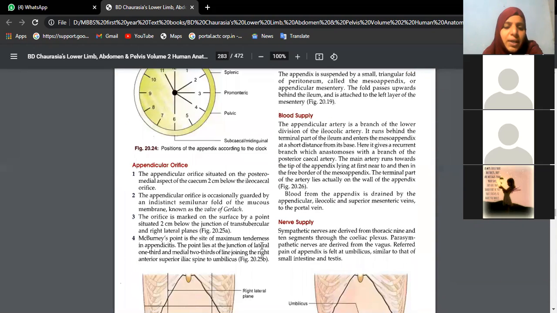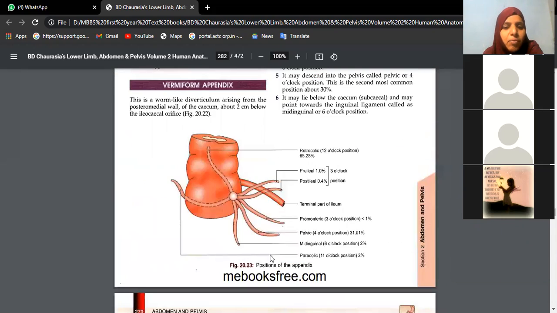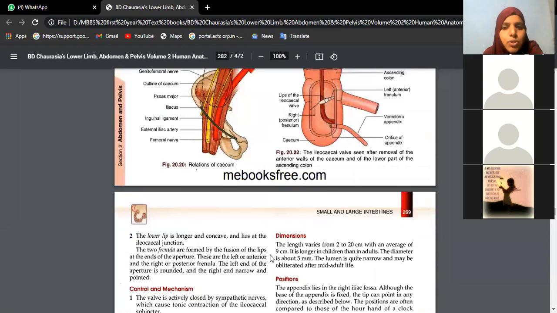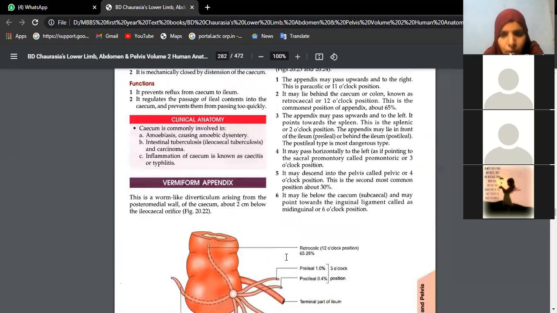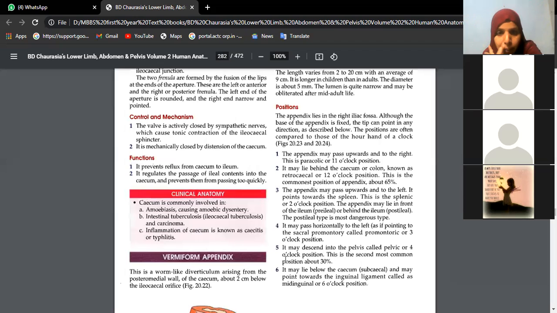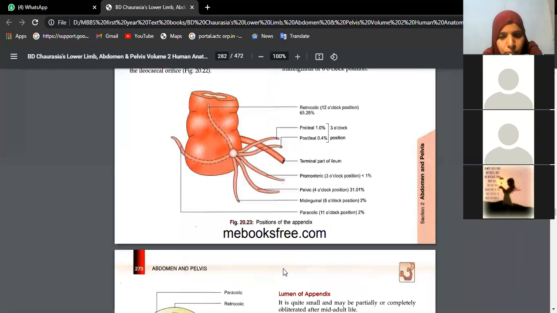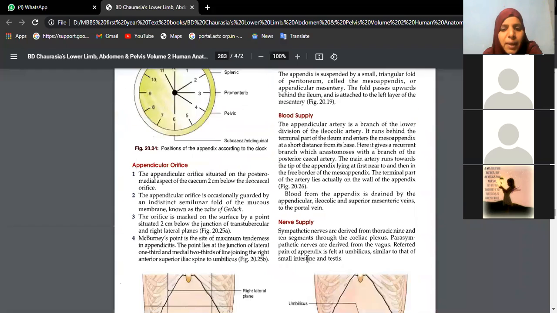Then peritoneal relation: the appendix is covered by a fold of peritoneum called the mesoappendix. Then blood supply, the appendicular artery. Appendicular artery is a branch of which artery? Do you remember the midgut artery? Just now I told you. Superior mesenteric artery. It will have 3 branches: middle colic, right colic, ileocolic. The last one is ileocolic. Ileocolic artery's branch is the appendicular artery.